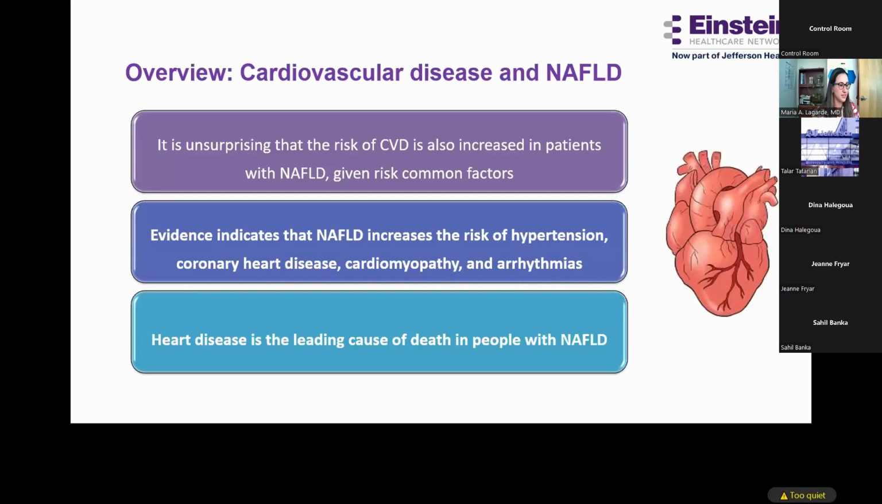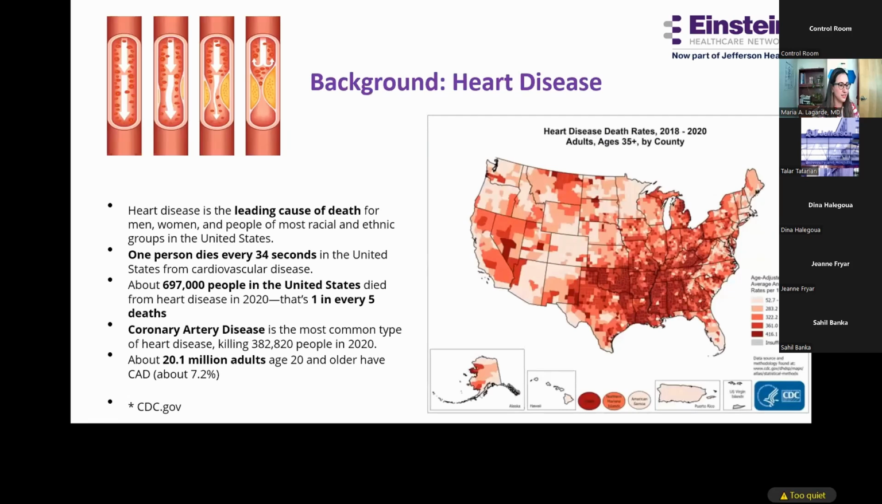So talking about cardiovascular disease and fatty liver disease, it's really not surprising that there's a lot of overlap between these conditions, because they share increased risk factors. And we'll go into that, and you've heard a lot about some of those things earlier today. There is evidence that fatty liver disease increases the risk of high blood pressure, coronary artery disease, cardiomyopathy, which is abnormal heart muscle or weakness of the heart muscle, and heart arrhythmias. And many of you know heart disease is the leading cause of death in patients with fatty liver disease.